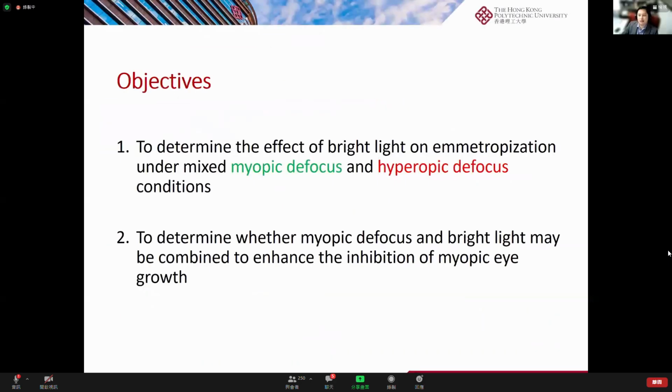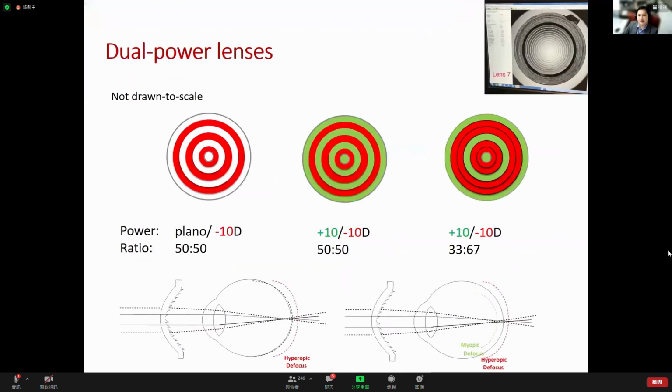And we propose that if we want to show any effect of bright light, we need to add some amount of myopic defocus. So here are the two objectives of the study: to determine the effect of bright light on ametropization under mixed myopic defocus and hyperopic defocus conditions, and then to determine whether myopic defocus and bright light may be combined to enhance the inhibition of myopic eye growth. We selected 3 power combinations for the study.